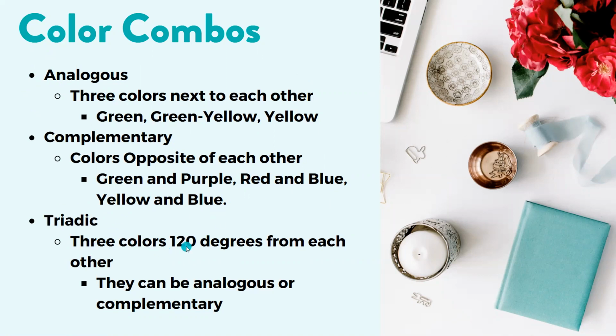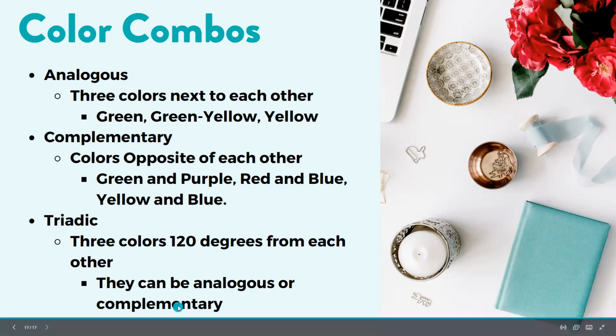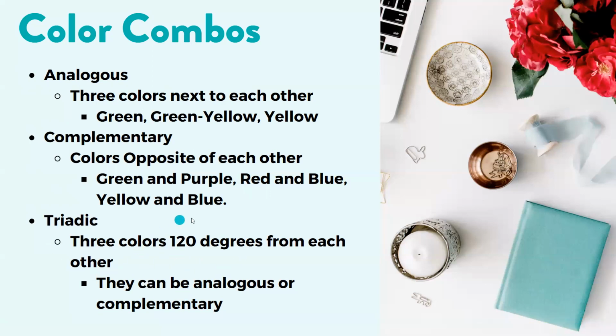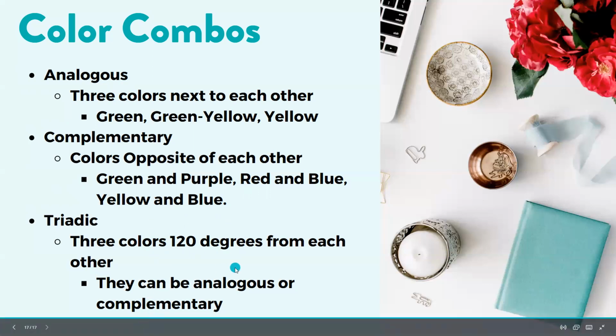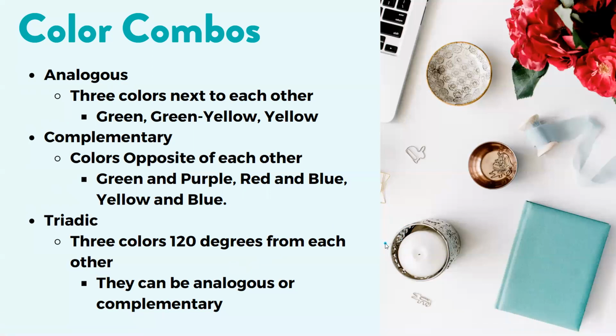Triadic, so 3 colors 120 degrees from each other, and they can be either of these options. It doesn't have to be something in itself. They just need to be 120 degrees from each other. And that is it for our basic overview of colors.